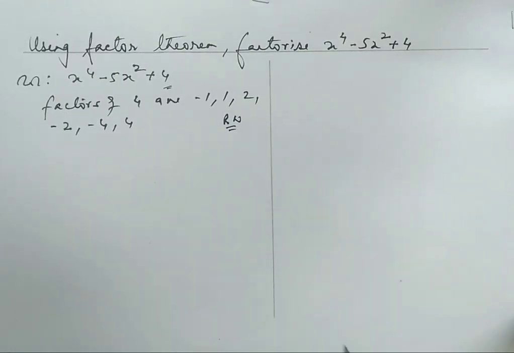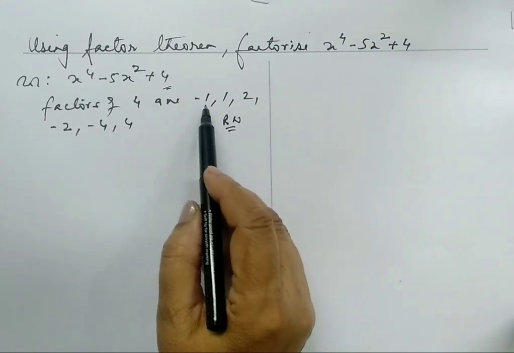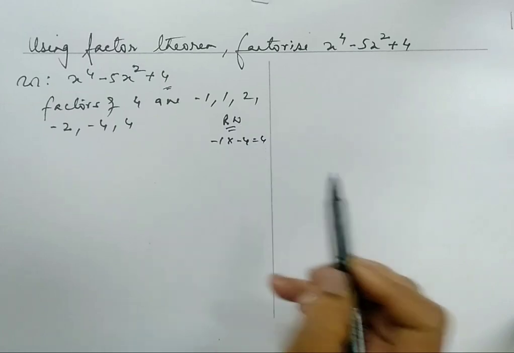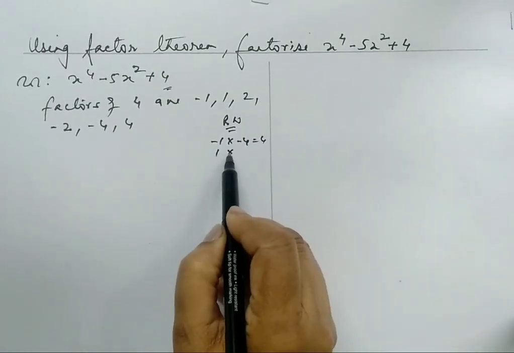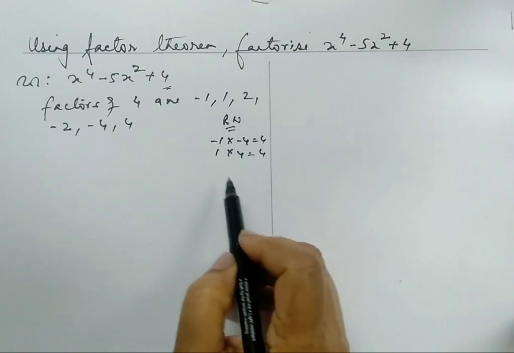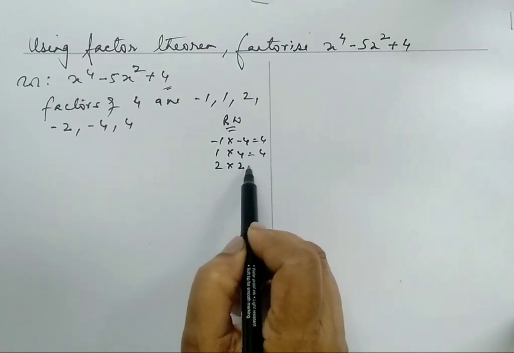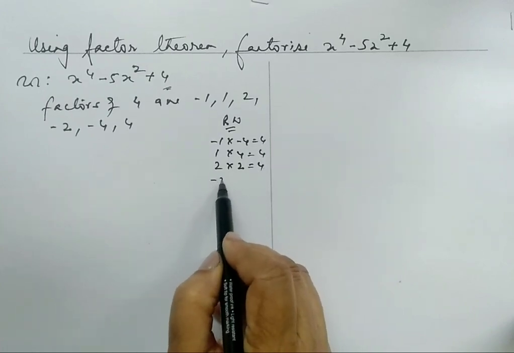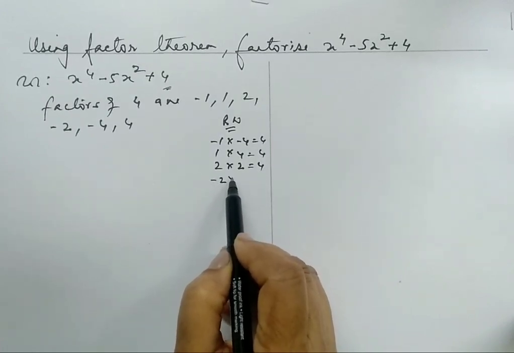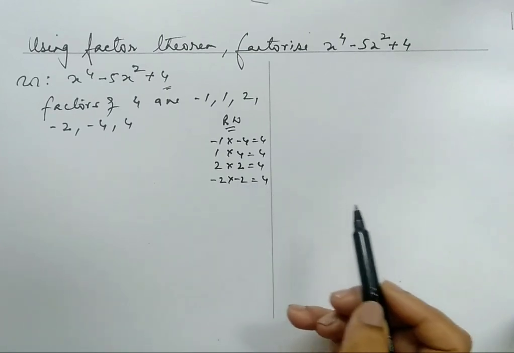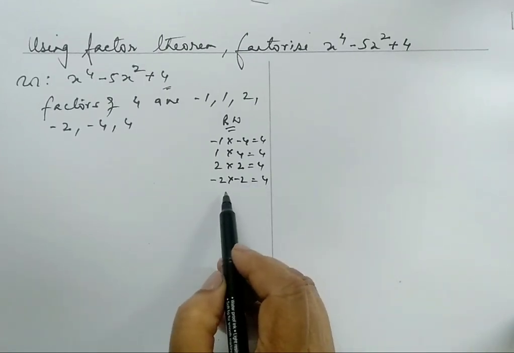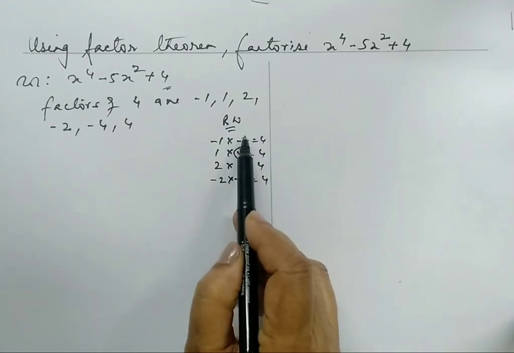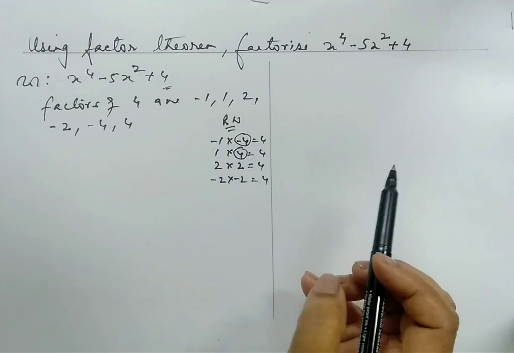Rough work. Alright. So minus 1 multiplied by, say, minus 4 gives me 4. Say 1 multiplied by 4 gives me 4. 2 multiplied by 2 itself gives me a plus 4. Again, these are all plus 4. Minus 2 multiplied by minus 2 gives me a plus 4. Okay, and we already have 4 here, this one minus, so these are all the factors.